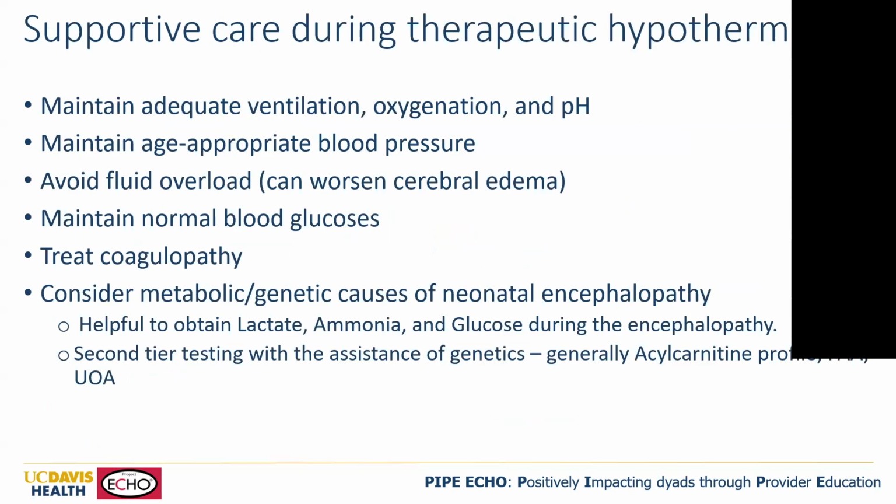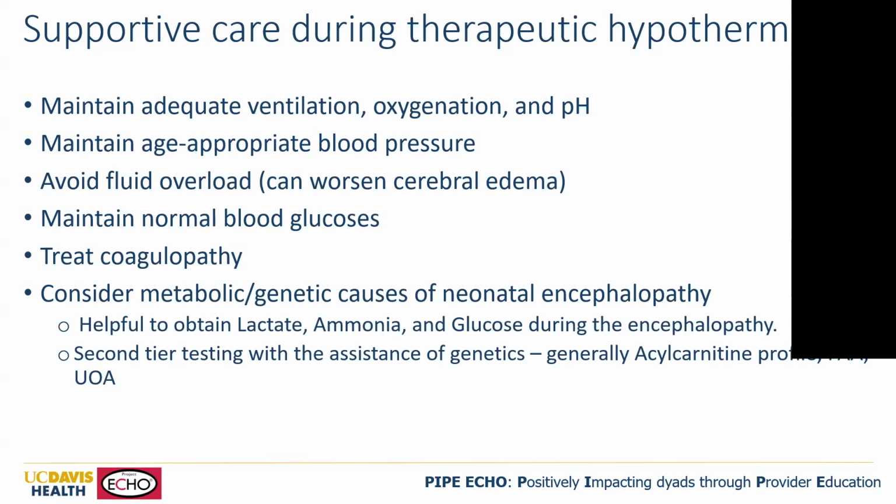What can we do during therapeutic hypothermia to really help babies out? Obviously, do our best to maintain adequate ventilation, oxygenation, and pH. So try and keep those values as normal as possible. Maintain age-appropriate blood pressures. We already know that there was a hit. So if we have these really high blood pressures or really low blood pressures, then our worry is our cerebral autoregulation is potentially impaired, and then we're impacting an already damaged tissue in that area.